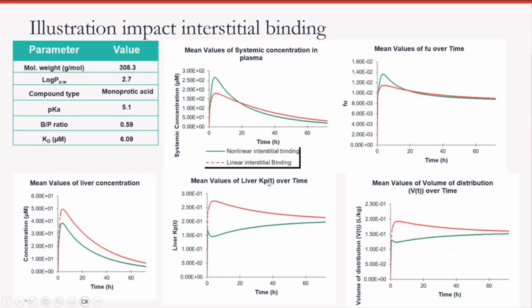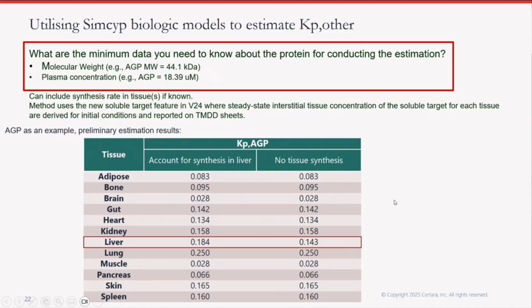One thing to note is that you can see in the top and middle there is a difference in the systemic plasma concentration. But one thing that's probably driving this is the difference in the liver partition coefficient. You can see that when you have the non-linear concentration dependent interstitial binding turned on, there's less change in the liver partition coefficient. So the interstitial binding option is, I think, more mechanistic and more accurate, but it does require more information to be able to use it.